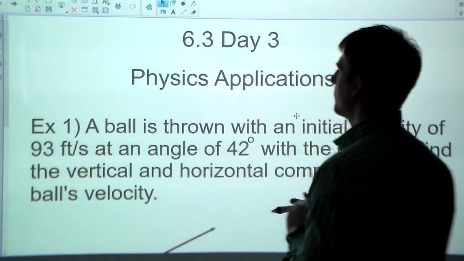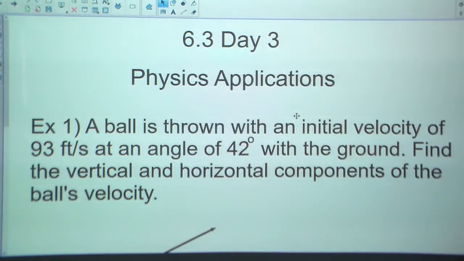So the first one here, a ball is thrown with initial velocity at 93 feet per second, angle of 42 degrees with the ground. Find the vertical and horizontal components of the ball's velocity.